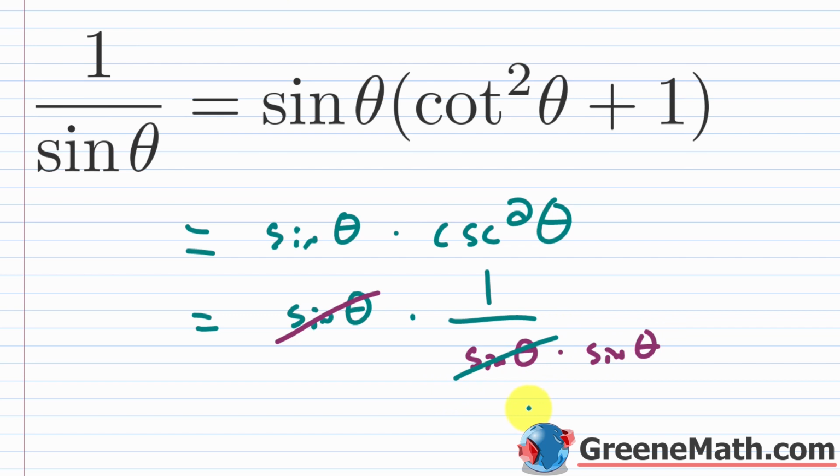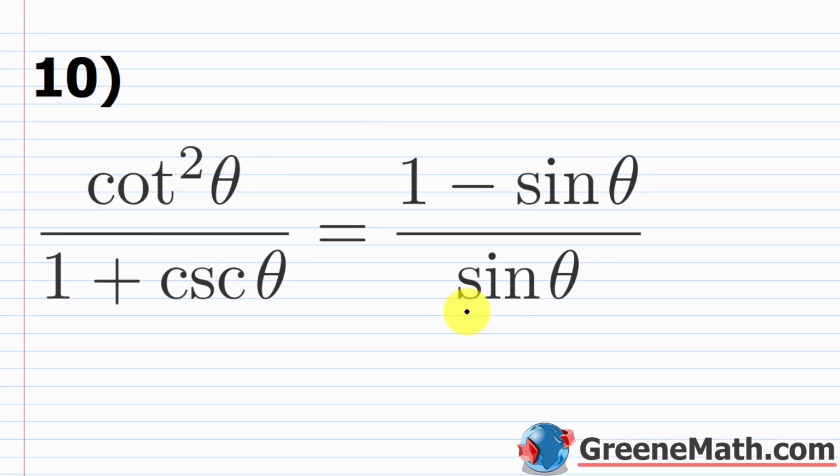You can cancel that, and now you just have your 1 over sine of theta that you're trying to match here. So let me put equals. I'll put 1 over sine of theta, and then I'll just go ahead and put a check mark to show that we're done. All right, let's take a look at problem 10.